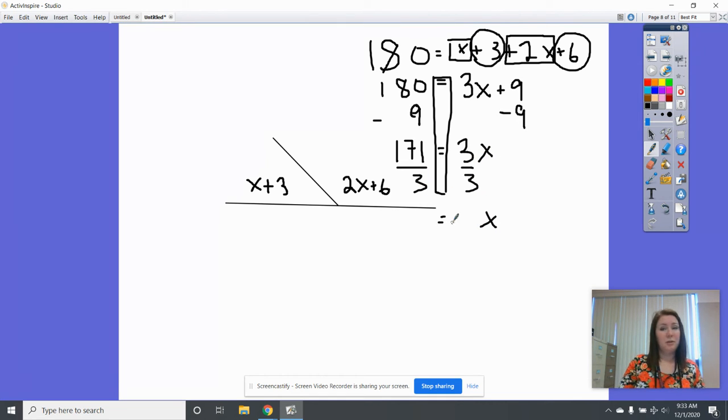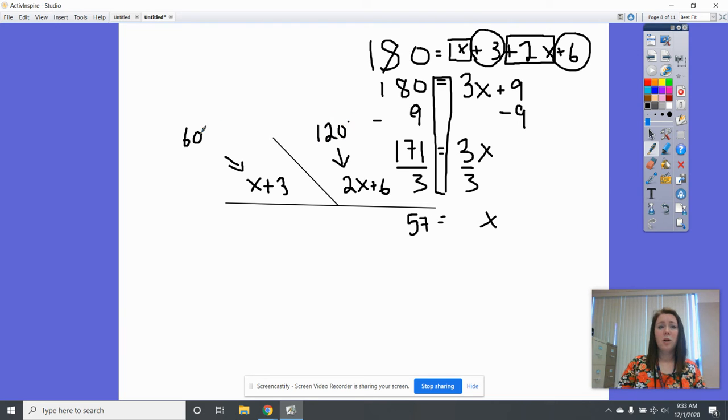And x equals, let's find out. 171 divided by 3, that equals 57. Now, I'm not actually done, though. We just know that x equals 57. But I don't actually know the angle measures. So this one, nice and easy, I do x plus 3. So 57 plus 3 is 60. Here it's a little more difficult. I do 2 times 57. 2 times 57, that's 114 plus 6. So 114 plus 6 is 120.